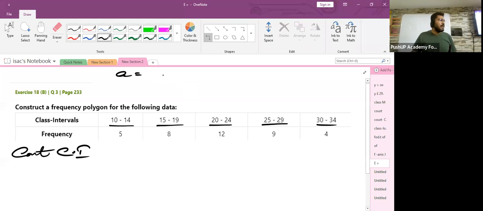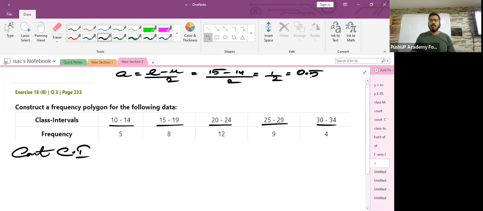So children, let's find the adjustment factor without wasting time. It is the lower limit minus upper limit divided by 2. Lower limit is 15 minus upper limit 14, divided by 2. 1 by 2, which is equal to what? 0.5. Terence, can you please respond? Are you there in the class? Yes, sir. Okay. 0.5. Now, children, let's write down the continuous class intervals.